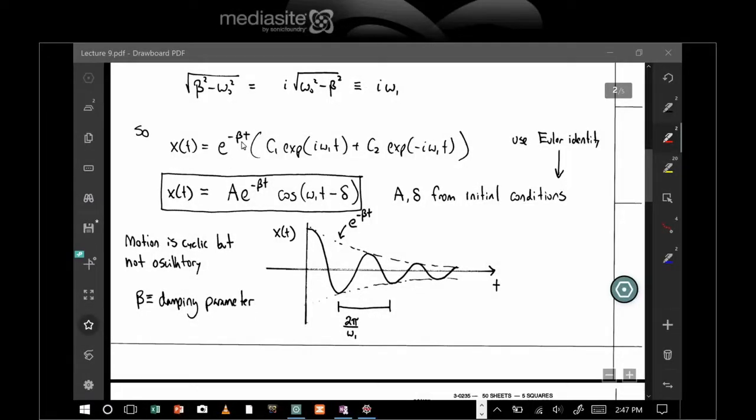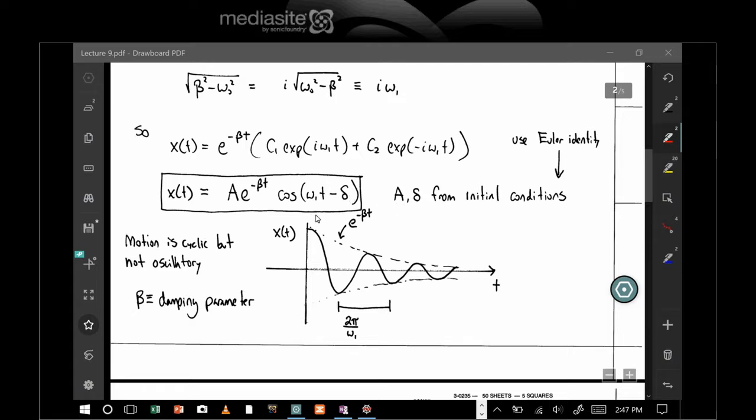I have this constant in front, and then I have C1 exp of plus i omega 1 plus minus that. Now notice that these from the Euler relationship, those are sines or cosines. And C1, C2 are dependent on my initial conditions. So I can always rewrite this as cosine omega 1 t minus some arbitrary phase. And again, in this case, A and delta are going to be determined by the initial conditions.